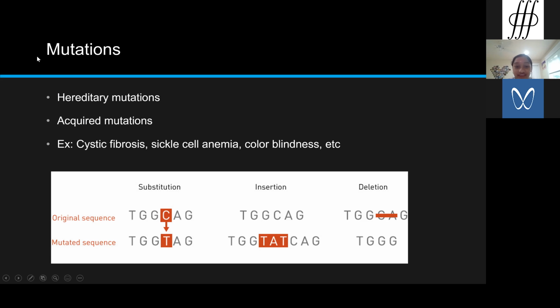Over here, if you look at the image, there's three types of mutations. So there's substitution, insertion, and deletion. In substitution, you can see that cytosine is being substituted with thymine. And because of that, an entirely new protein is going to be produced. Instead of the one corresponding to CAG, the one corresponding to TAG will be produced. And that will not result very well.